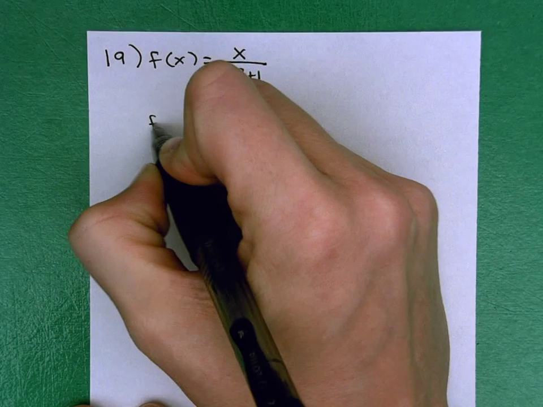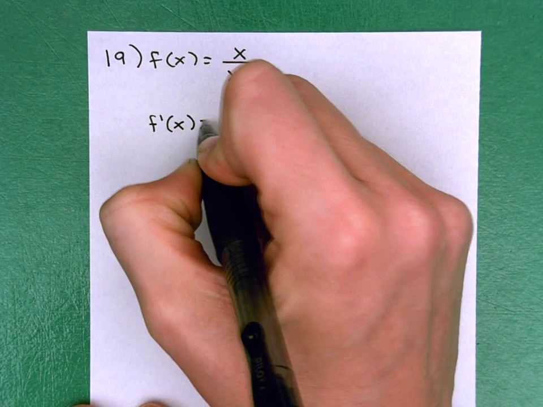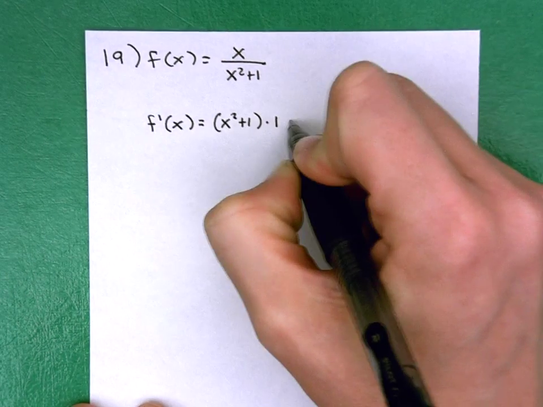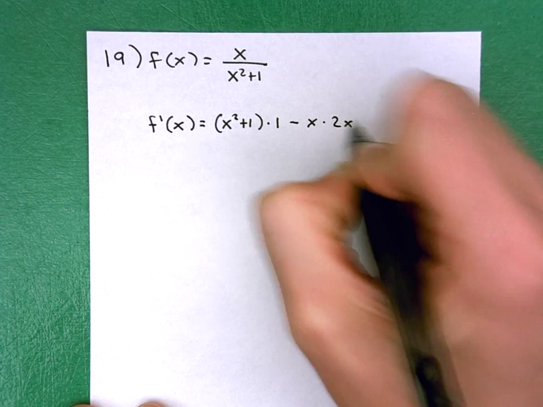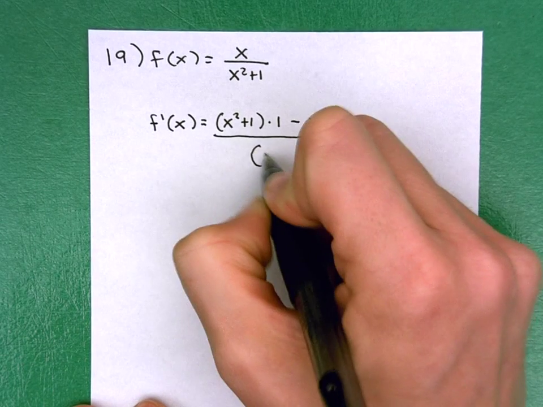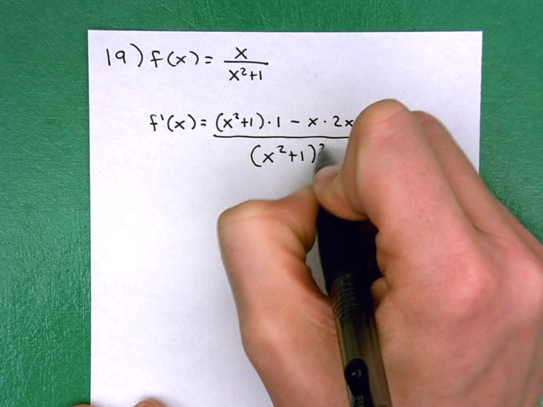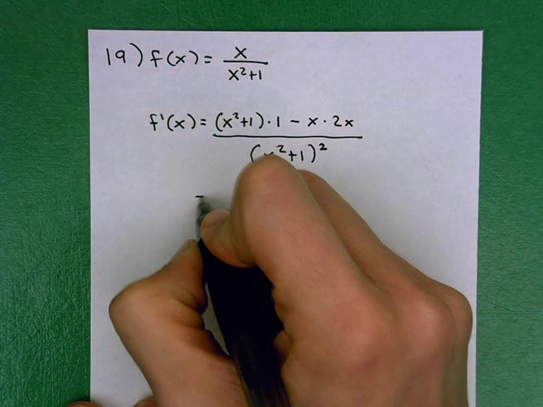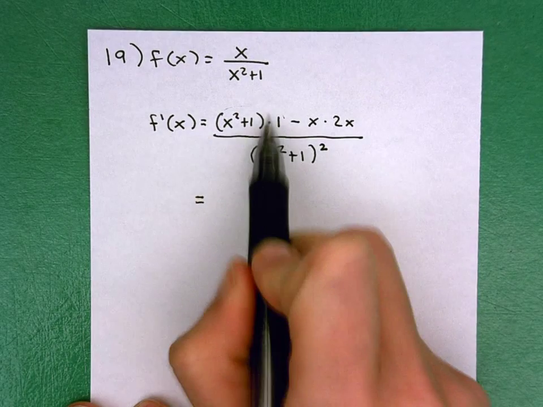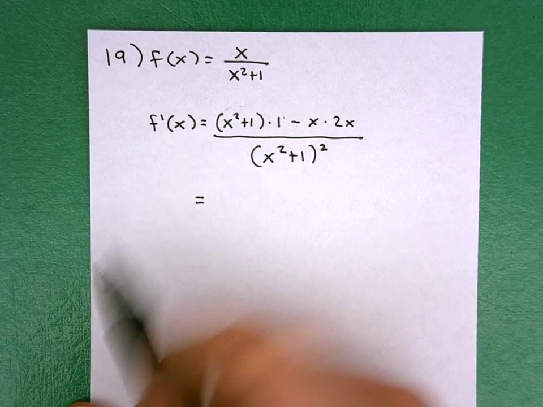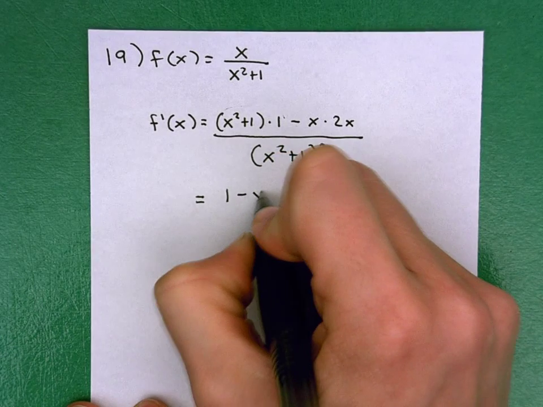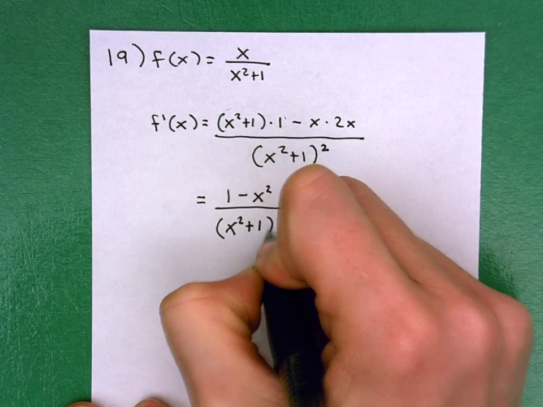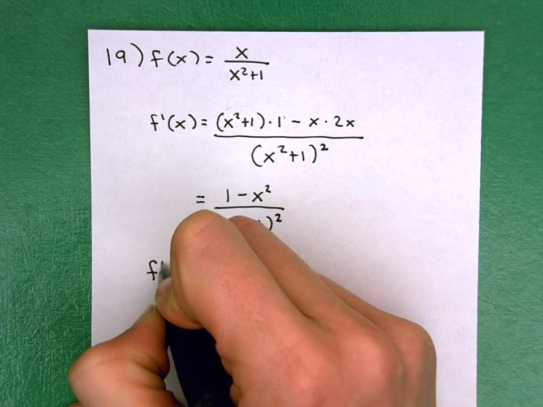So at this point, we're going to go ahead and take our first and second derivative. So first derivative, we have low d high minus high d low all over low squared. And cleaning this up just a little bit, this is going to be x squared plus 1 minus 2x squared, 1 minus x squared. And so with that, we can go ahead and take our second derivative.